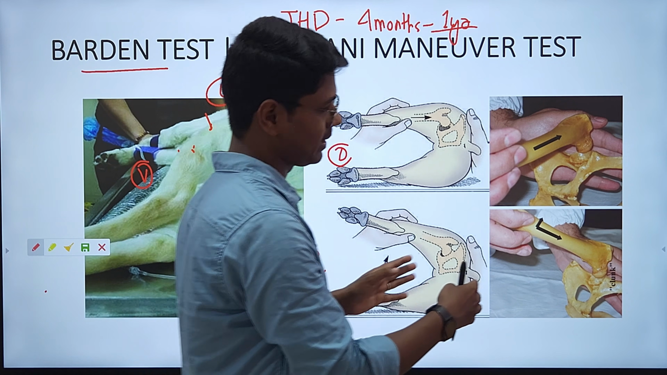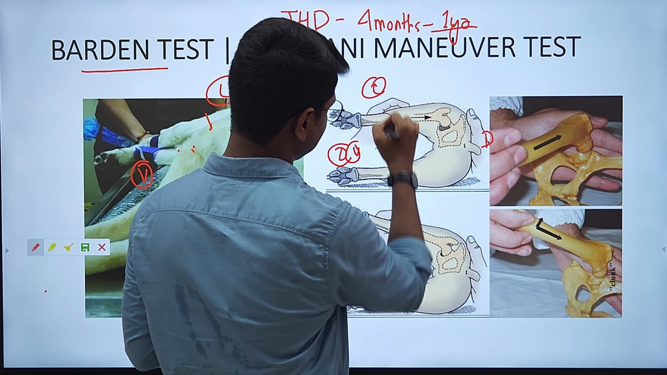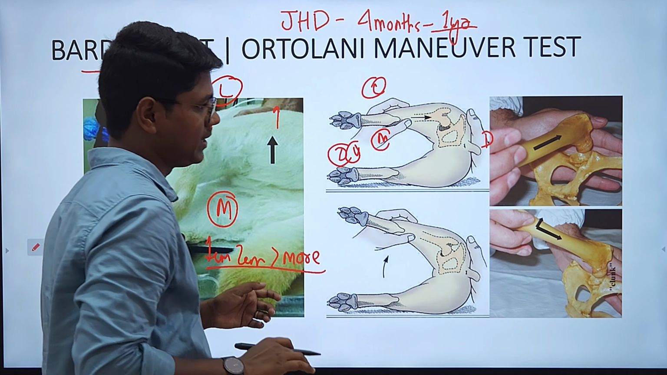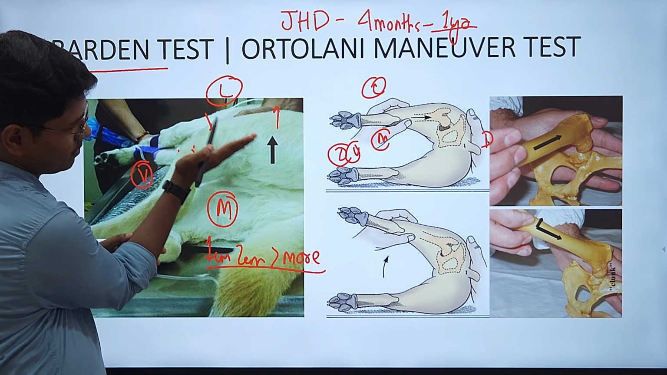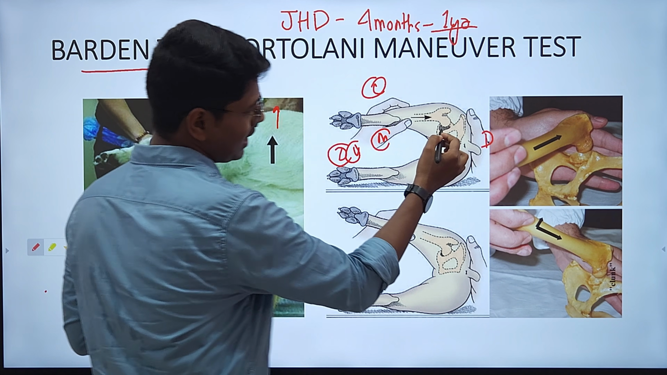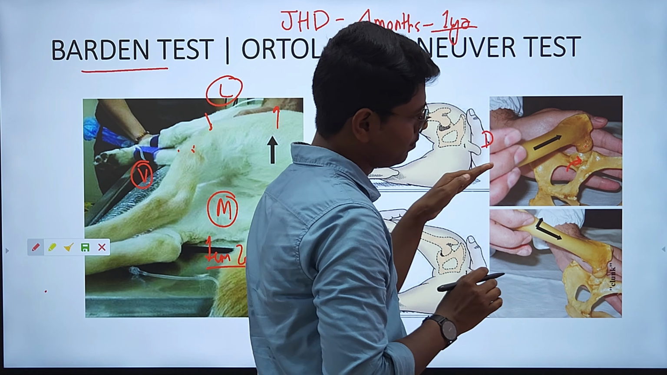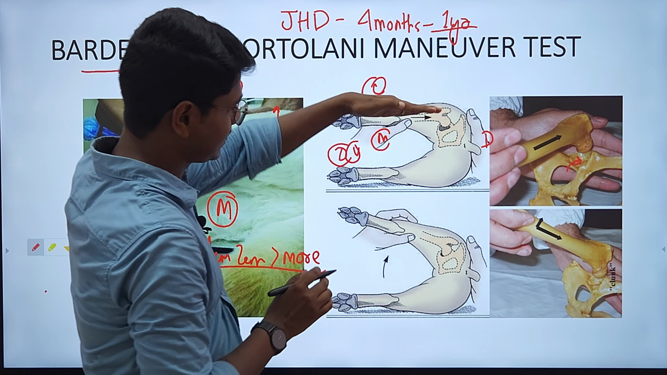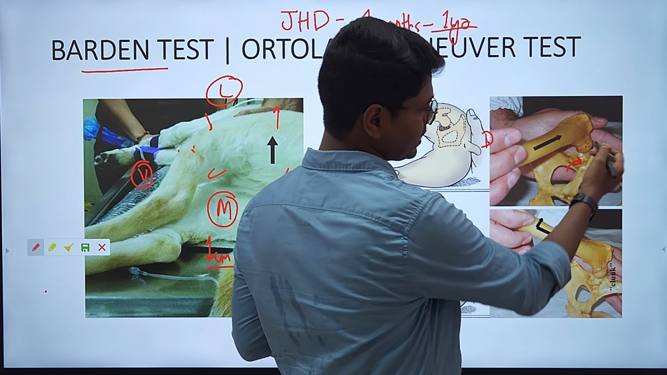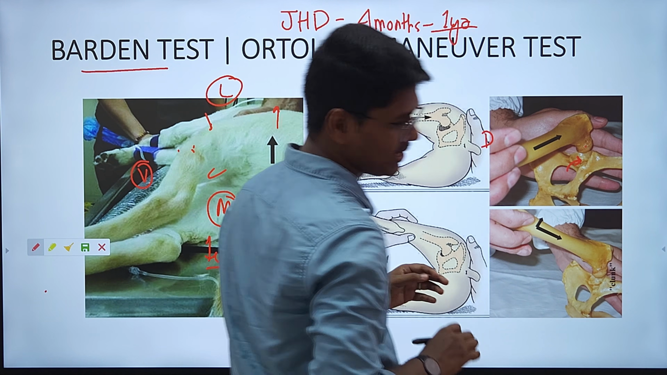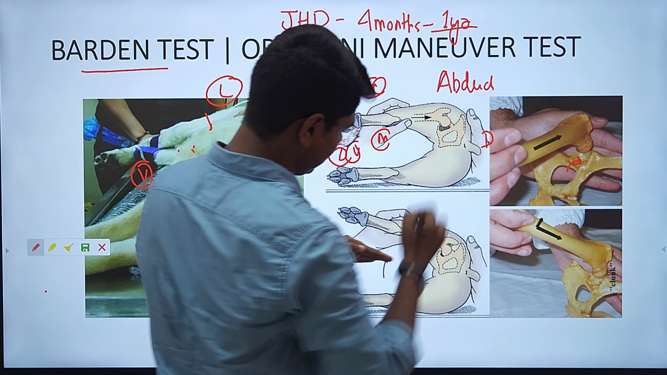Similarly, for the Ortolani maneuver test, there is a slight change of principle. This is the dorsal side, ventral side, lateral side, and medial side of this particular limb. Here you subluxate the femur dorsally. In the Barden test it is lateral, where you lift the limb, but here you push the limb dorsally so that the femoral head is subluxated from the acetabulum. Make the limb parallel to the table, then push toward the dorsal side. When you push dorsally, it will subluxate to the acetabular rim. After subluxating, simply abduct the limb. Lift the limb, abduction.